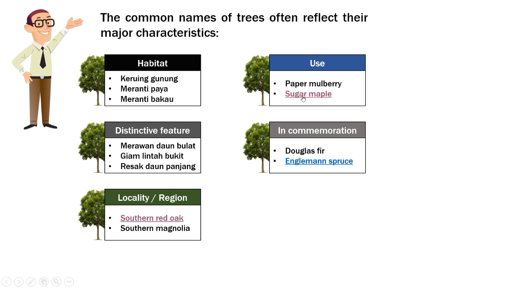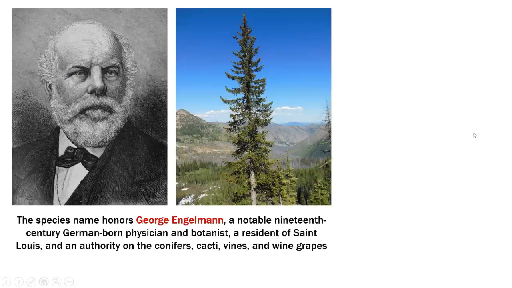So the species is named after a great person, such as botanists, foresters, etc. For example, Engelmann spruce. So this species name honors George Engelmann, a notable 19th century German-born physician and botanist, resident of St. Louis, and an authority on the conifers, cacti, vines, and wine grapes.